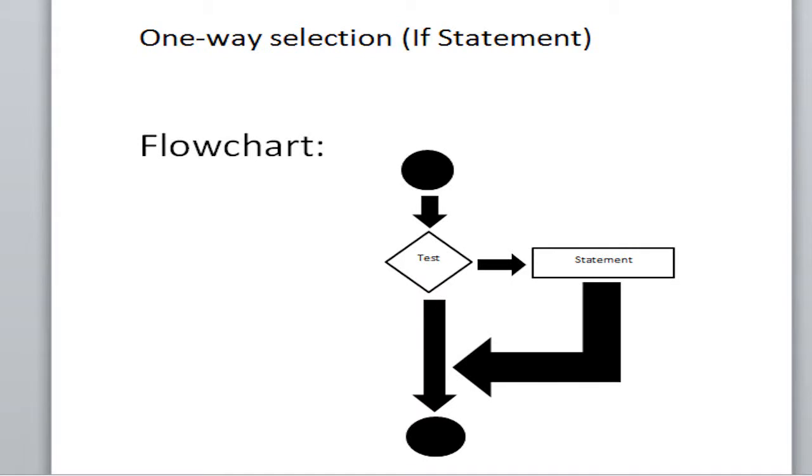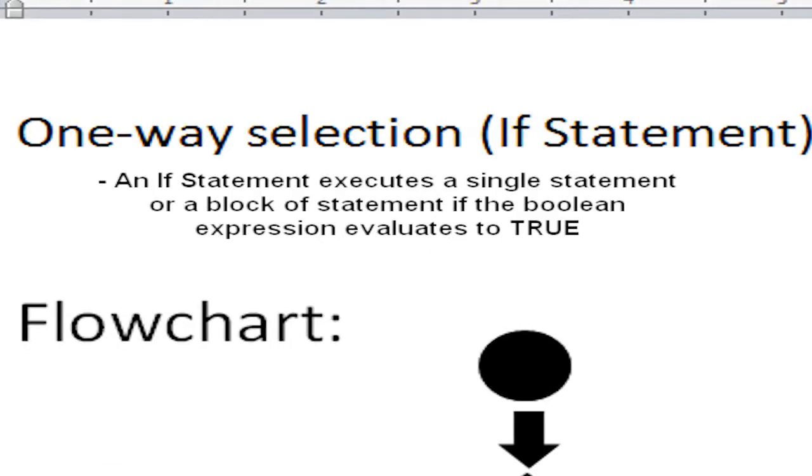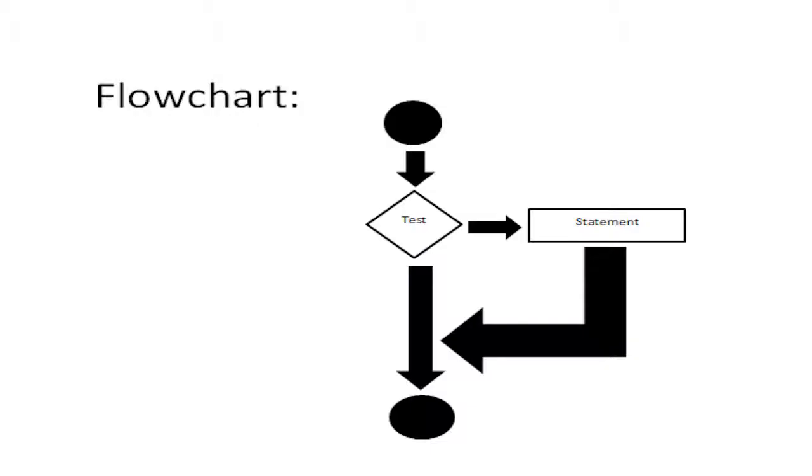First, the one-way selection, an if statement. An if statement executes a single statement or a block of statements if a Boolean expression evaluates to true. Here's the flowchart. If the condition evaluates to true, then the statement is executed. If the condition evaluates to false, then the statement is skipped.